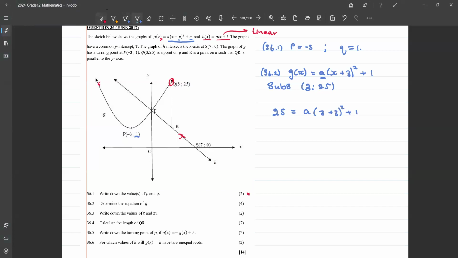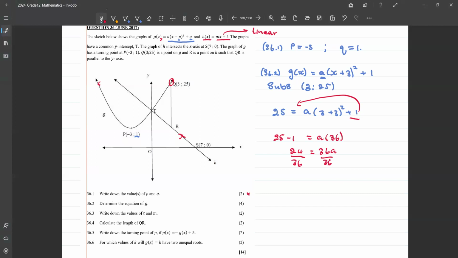Right, algebra is key here. Because we are adding 1 to whatever answer we get when we multiply a with the answer here, we transpose the 1 to the other side. So we get 25 minus 1 equals a times 3 plus 3, which is 6 squared. We get 36. Right, 25 minus 1 is 24, which equals 36a. We then divide both sides by 36.